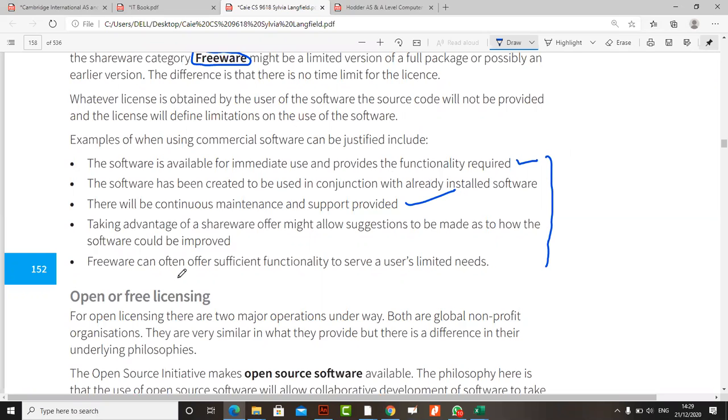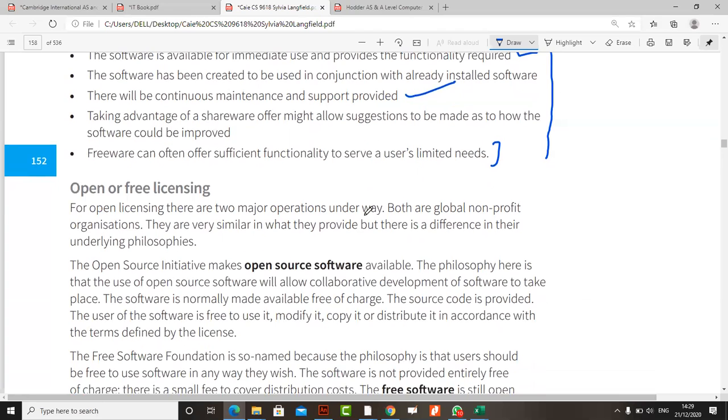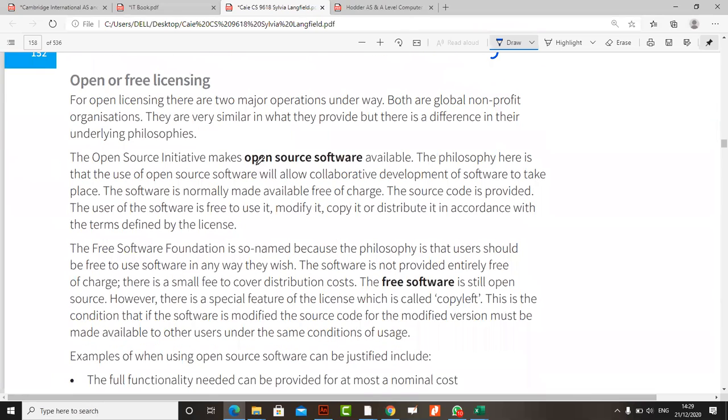Freeware can often offer sufficient functionality to serve a user's limited needs. Yes, there are many freeware programs that offer such good services that we don't have to use commercial software. Then there is open source. Like I just told you, Ubuntu is open source. Open source basically means open source. You know what source is? Source means the programming code. They're talking about the code.